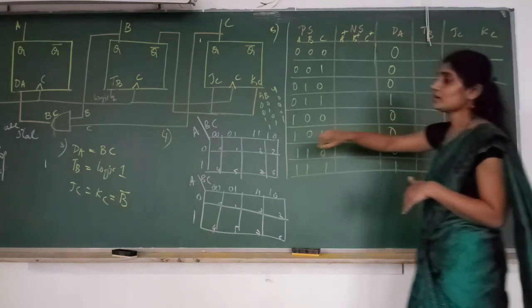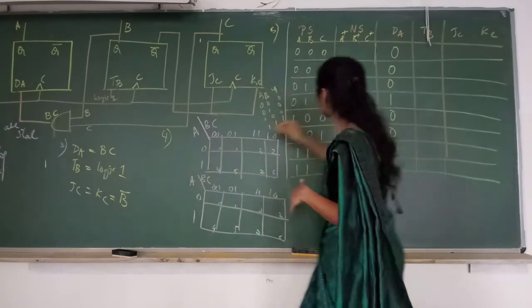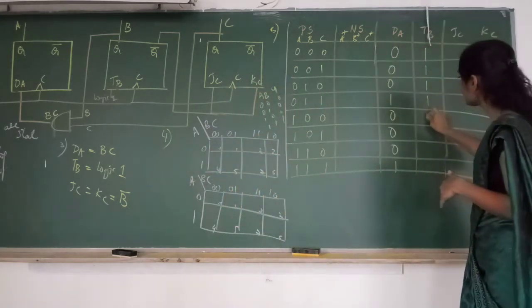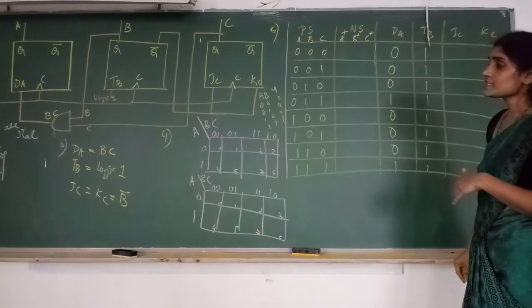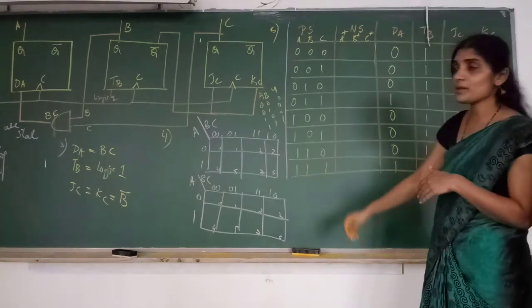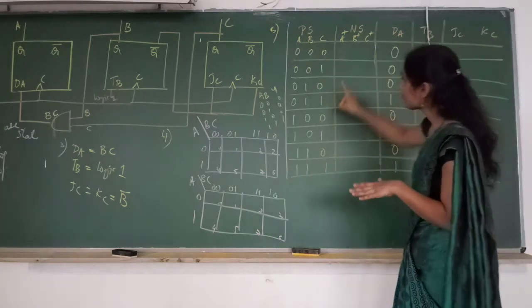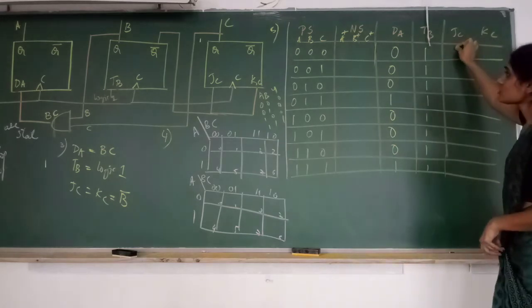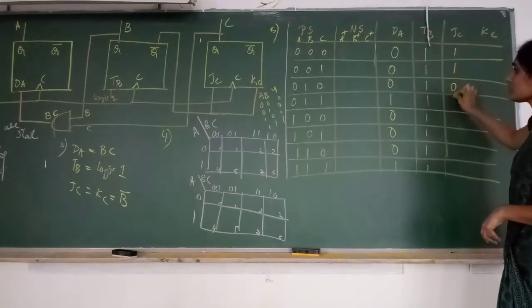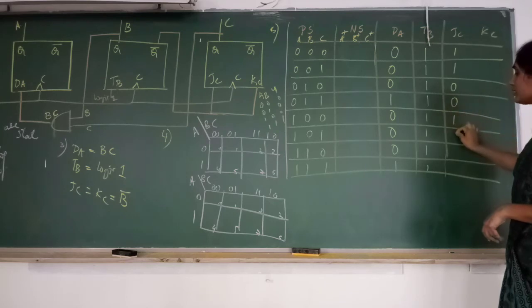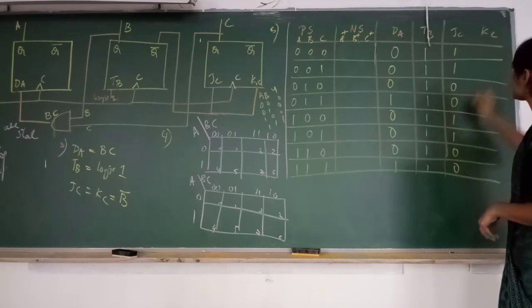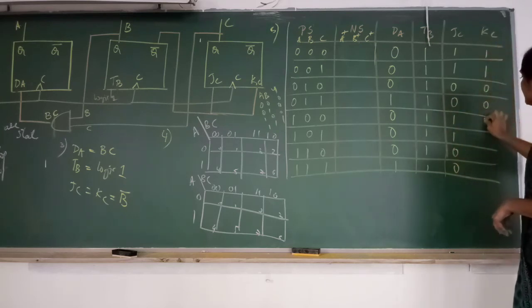What is TB? TB is logic 1, so put 1 for all: 1 1 1 1 1 1 1 1. JC and KC, what is it? It is B bar, the complement of B. So 1 1 0 0 1 1 0 0. KC is also the same: 1 1 0 0 1 1 0 0.